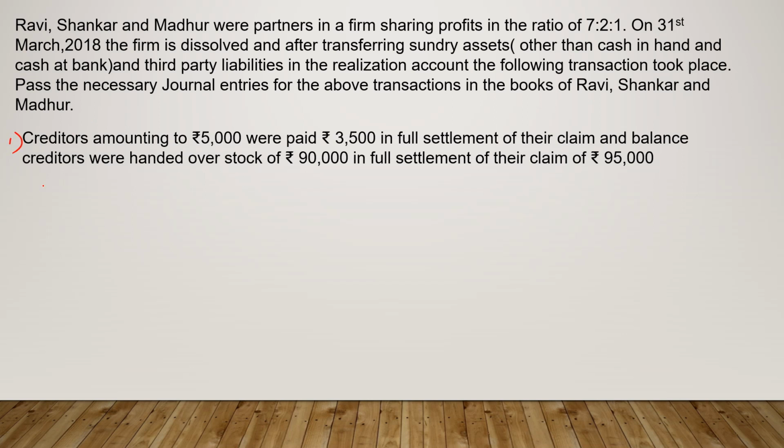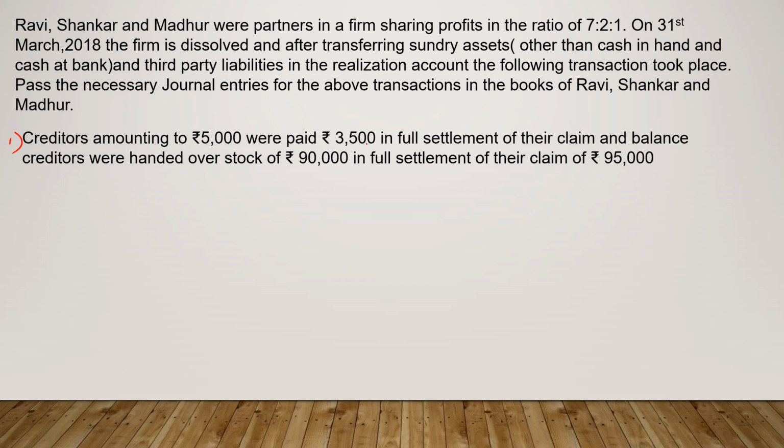The first transaction they have given is creditors amounting to 5,000 were paid 3,500 in full settlement of their claim, and balance creditors were handed over stock of 90,000 in full settlement of their claim of 95,000. First, creditors amounting to 5,000 were paid 3,500 in full settlement of the claim. So first we will take this part. Creditors have been paid off in full settlement, 3,500.